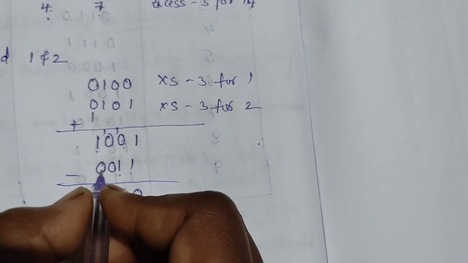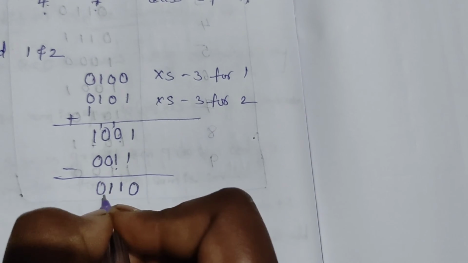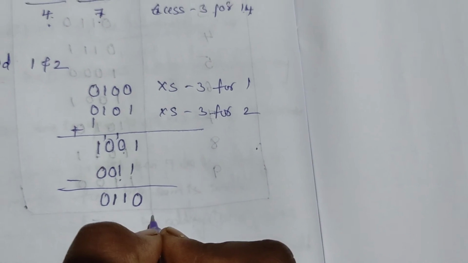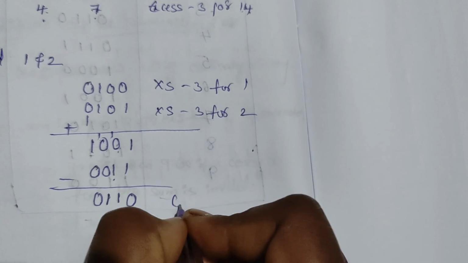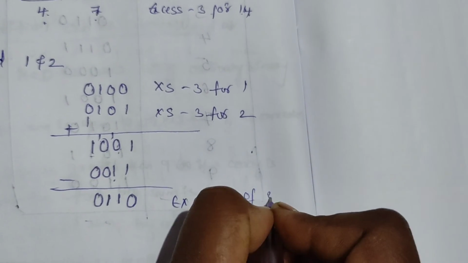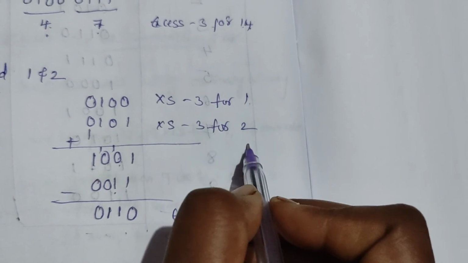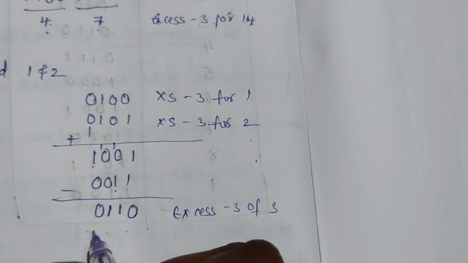So 0. This is nothing but 6. XS3 of 3 is nothing but 6. On adding 1 plus 2 we get 3. So the result is 3.